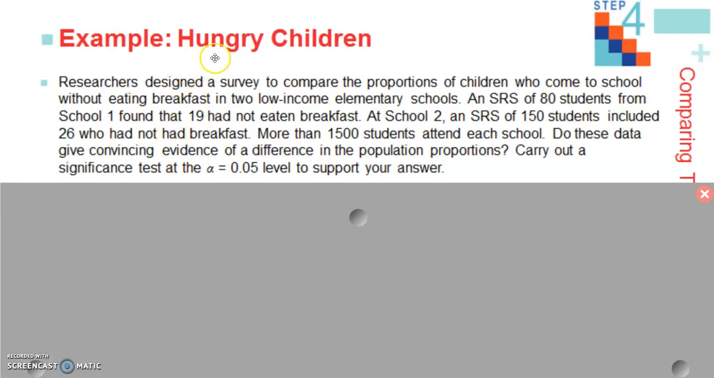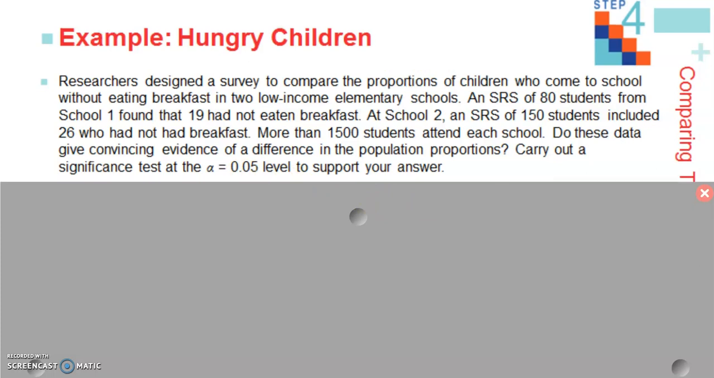So researchers designed a survey to compare the proportions of children who come to school without eating breakfast in 2 low-income elementary schools. An SRS of 80 students from School 1 found 19 had not eaten breakfast. At School 2, an SRS of 150 students included 26 who had not had breakfast. And these are both large schools with more than 1,500 students at each. So do these data give convincing evidence of a difference in the population proportions? Carry out a significance test at alpha is 0.05 level to support your answer.